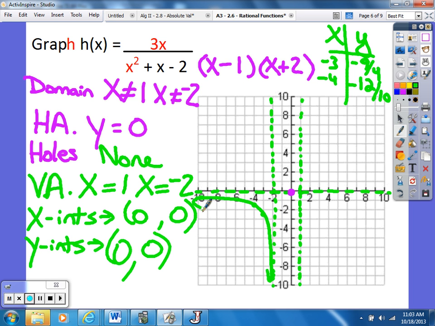Okay, let's do the middle. Right now I've got 0, 0. What else do you think I need to plug in to help myself out? I'm going to do the middle. Negative 1, right? Let's plug in negative 1. Well, no, that's helpful to actually see. Okay, so we're going to plug in negative 1.